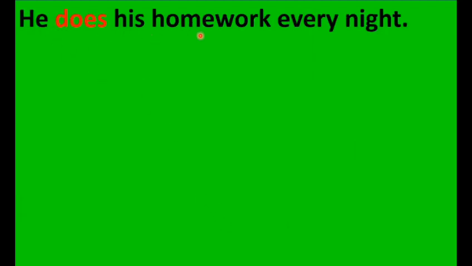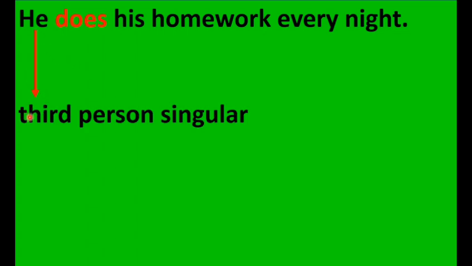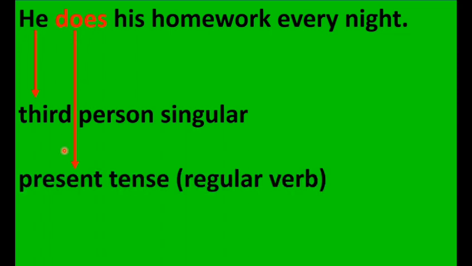Example, he does his homework every night. Now, he is our subject in the third person singular. And then, does is our present tense. This is a regular verb, because there is no other verb in the sentence. So, does here is acting as a regular verb in the present tense. Now, the key word to determine whether this is present tense is the word every.